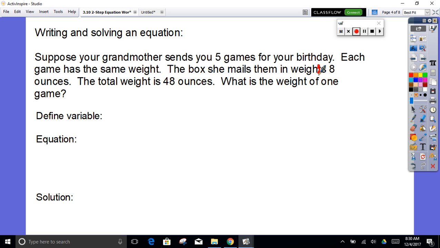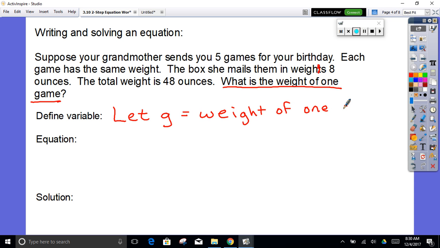Okay, first of all, we have to define our variable. So usually the question that it asks us at the end helps us know what we're going to define the variable as. We want to know the weight of one game. So our variable is going to be the weight of one game. I'm going to use G. Let G equal the weight of one game. Okay, now I have to write an equation. So think about you're writing an expression, but there's an equal sign in it somewhere.